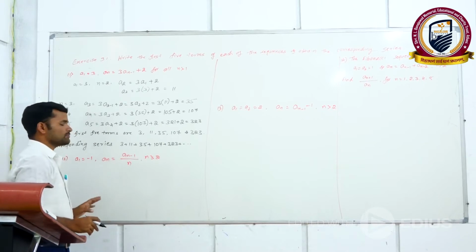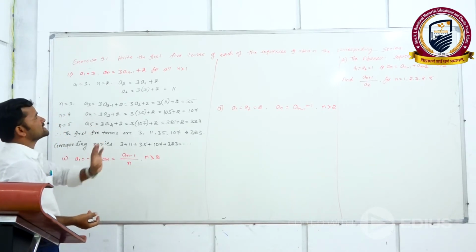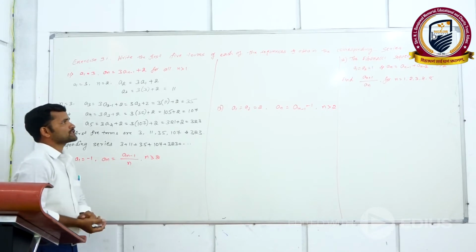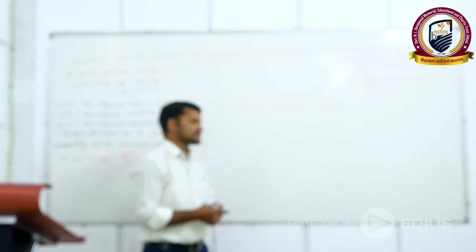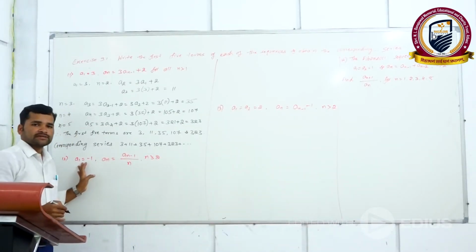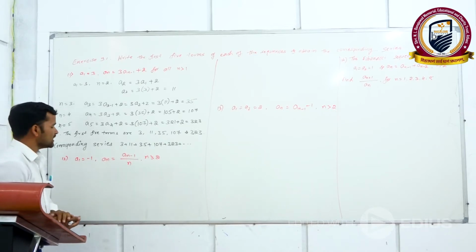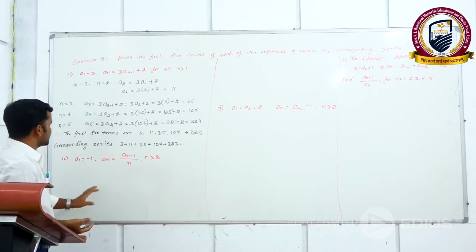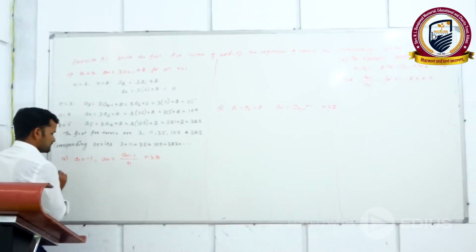Now we will go to the problem number 12. Problem number 12, also under the same heading, that is write first 5 terms of each of the sequences and obtain the corresponding series. Okay. Here also you see first term a1 is directly given to us. a1 value is -1 and remaining a2 onwards we need to find here. a1 is equal to -1, fixed.